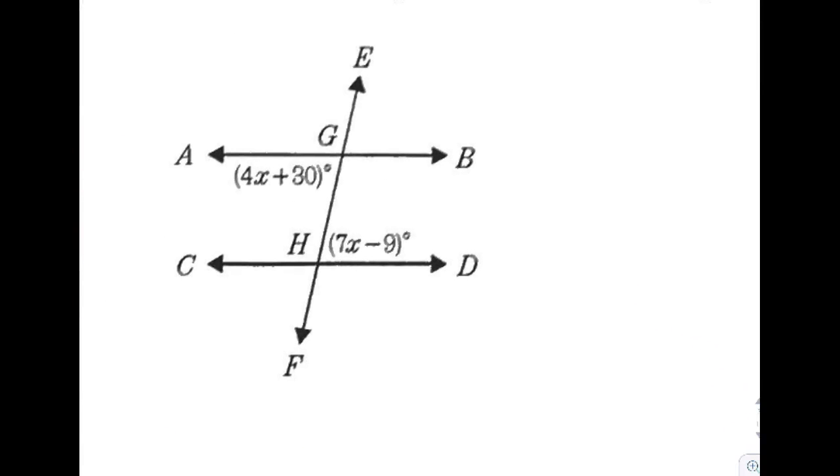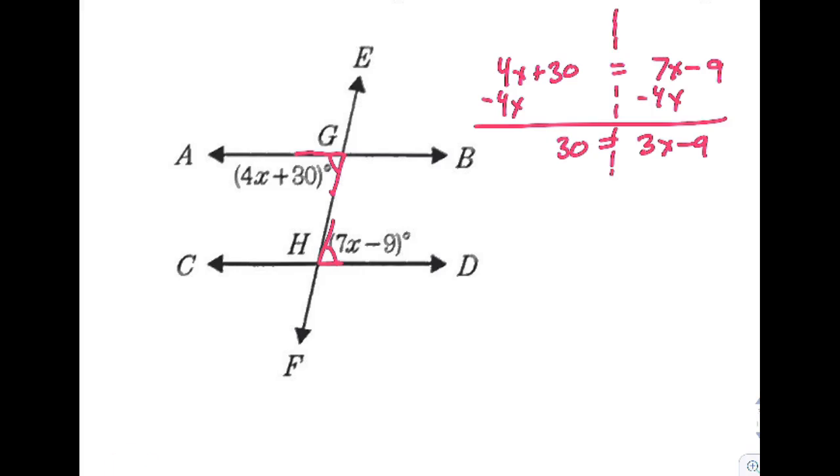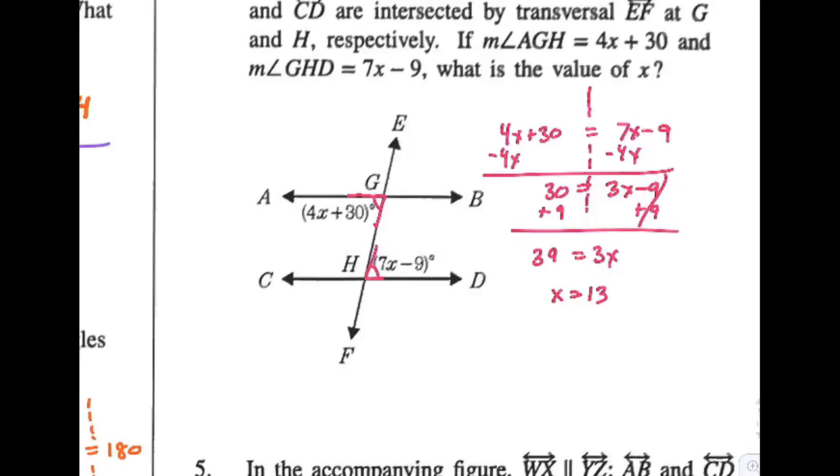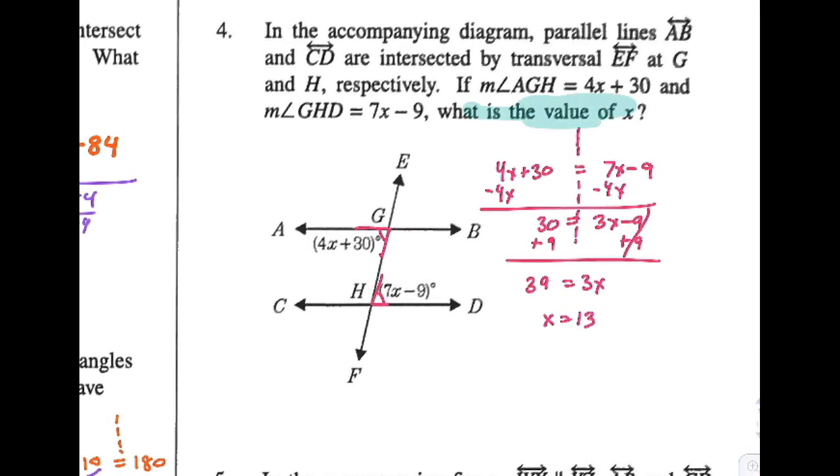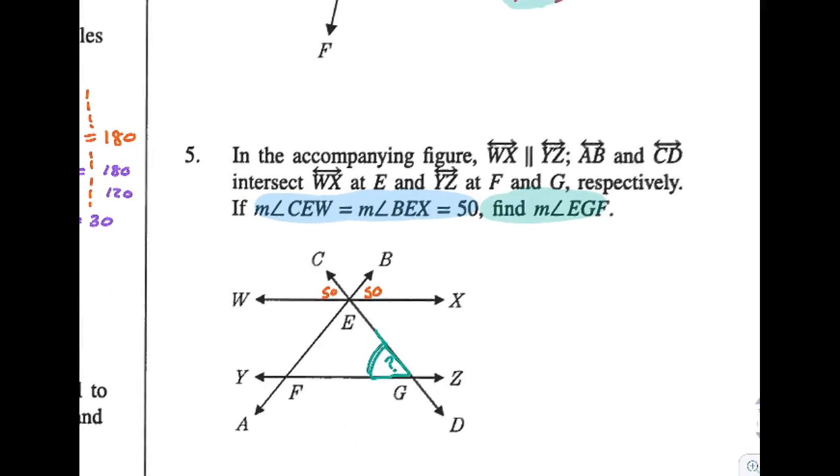Number 4, we have alternate interior angles, and you may know those are congruent by definition, or look at the picture and you have two acute angles, which means that they have to be equal to each other. So I started by subtracting 4x from both sides. Then I will add 9. I have 39 equals 3x. Divide both sides by 3. And x is 13. And once again, just find the value of x. And I've done that.